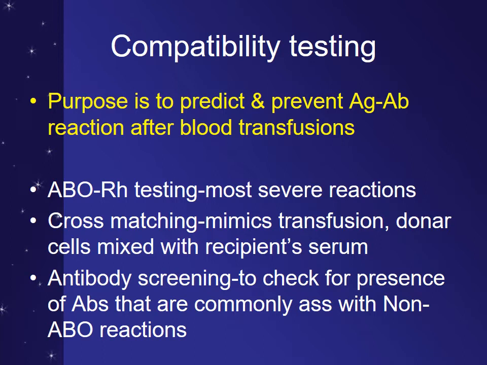Then there's cross-matching, which mimics a blood transfusion where donors' red cells are mixed with the recipient's serum, and with cross-matching you can predict whether there's a possibility of an incompatibility. Thirdly, there's antibody screening to check for the presence of antibodies that are commonly associated with non-ABO reactions.